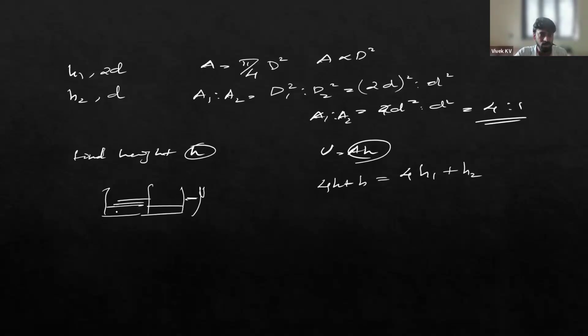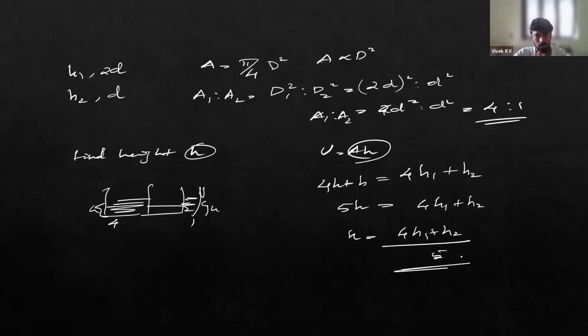If h is the height and this has an area of, let us say, 4 meters square, and this has an area of 1 meter square, then obviously 4h plus h will be the total volume. Initially it had heights of h1 and h2. So we get 5h is equal to 4h1 plus h2. Then what is h with respect to h1 and h2? It is nothing but (4h1 plus h2) by 5. So this is the answer.